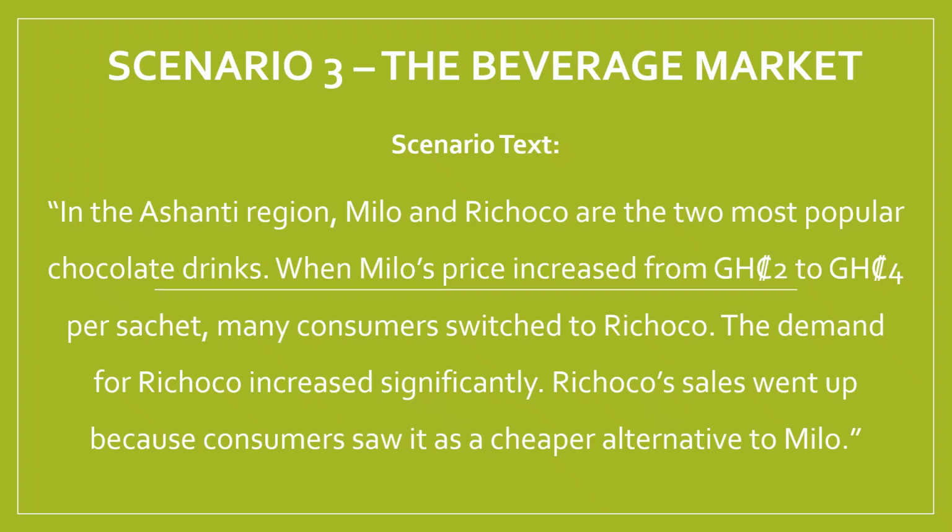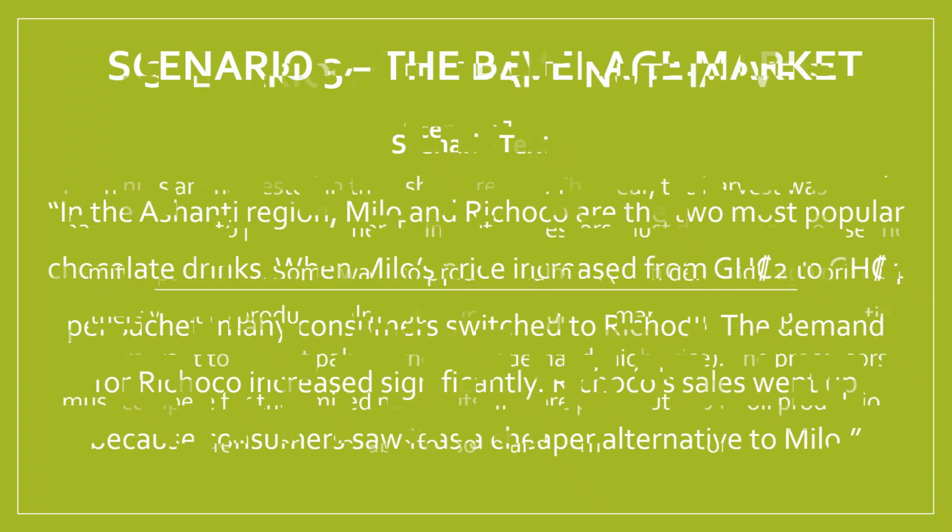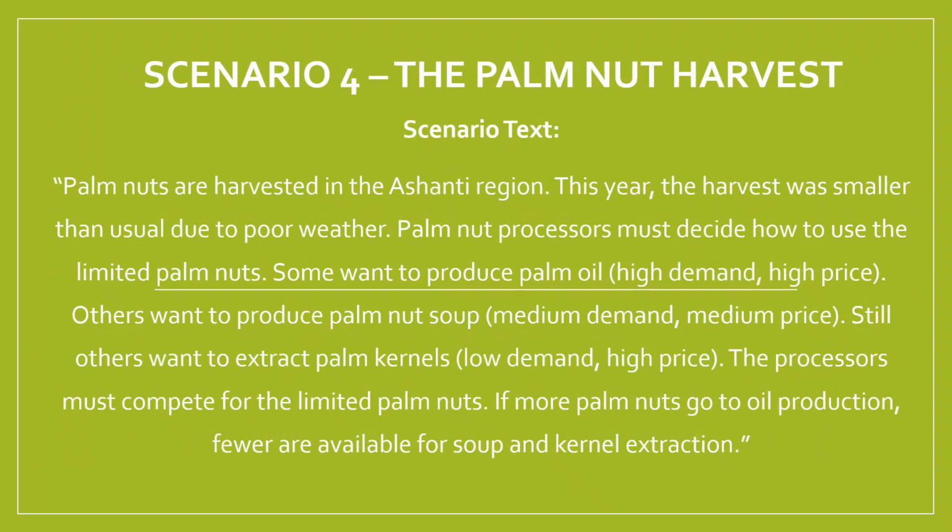Milo and Rich Choco are substitutes. They compete with each other. When the price of one increases, demand for the other increases because consumers switch to the cheaper alternative. Here is scenario 4, the palm nut harvest. So we look at the scenario test. Read this carefully.